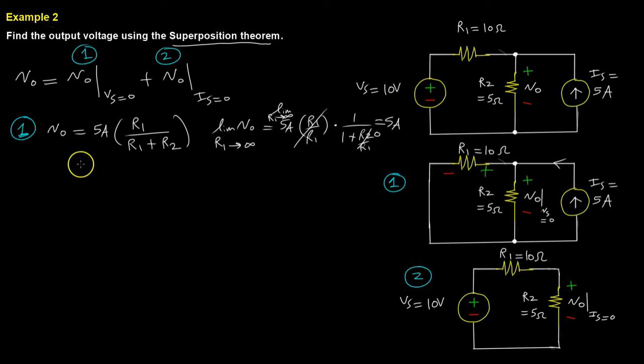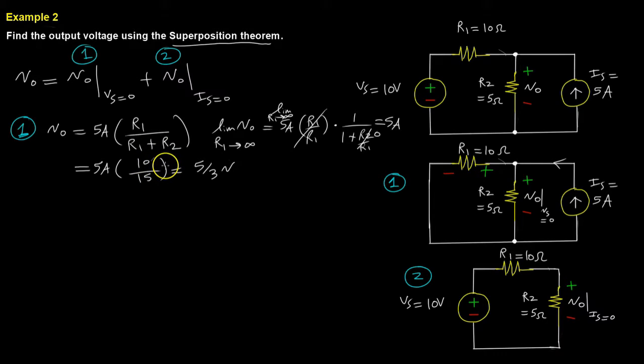So let's actually calculate the value first before we do the other method. We simply calculate 5 amps times 10 over 10 plus 5, which is 15. That is simply 1/3, so that's going to be 5/3 of an amp. 5/3 of a volt. Always check your dimensions. So we have 10 over 10.